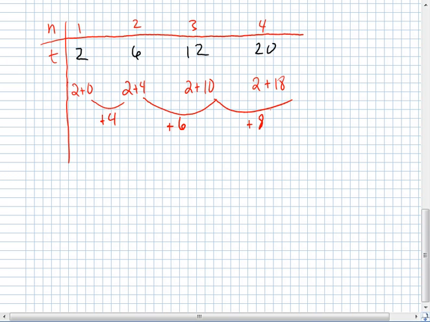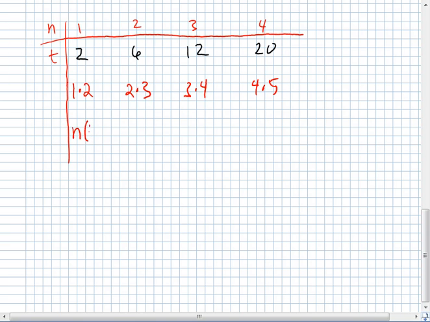So again, let's go back to looking at n. Is there some other way we can look at this in terms of n? So for example, the first term is 1 times 2, n times 2. Then this is 2 times 3. This is 3 times 4. Oh, and this is 4 times 5. The next one's 5 times 6. Maybe there's something going on there. In other words, I keep doing n times n plus 1. And does that work for every single one? You bet it does. N times n plus 1.